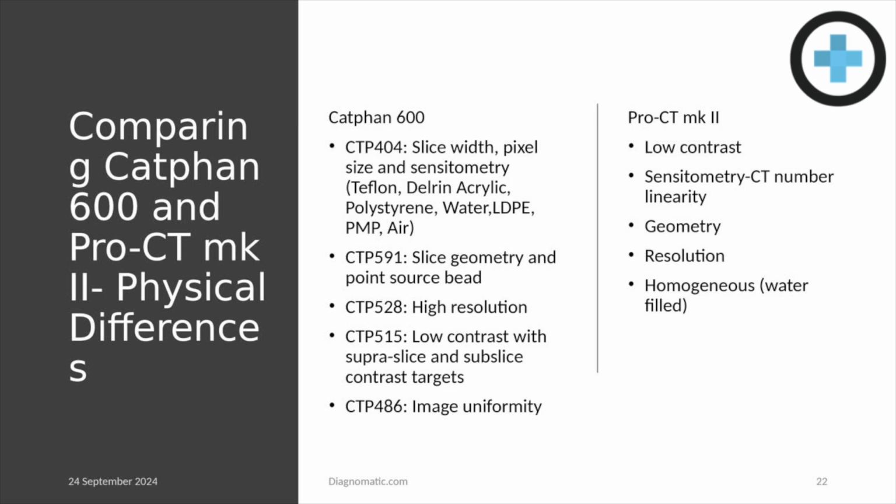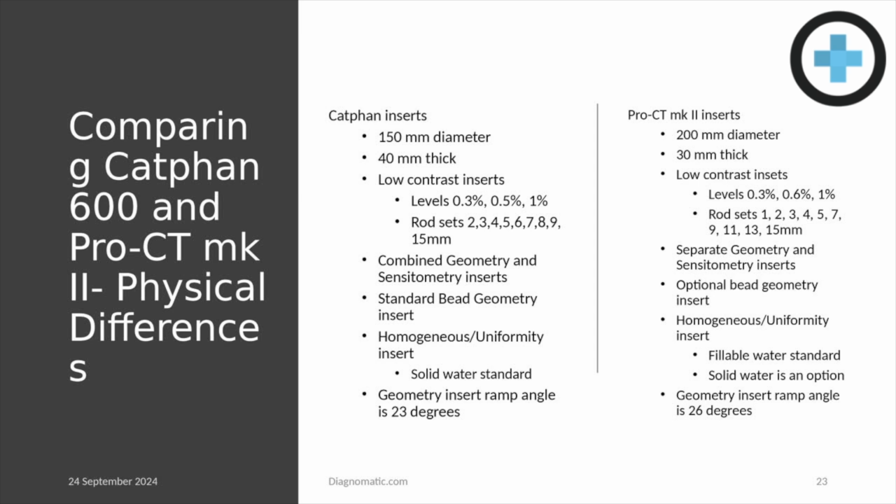So just comparing the physical differences, just to point this out briefly, both of these have the 5 different inserts, although they're just a little bit different between the pair of them. So digging in a little bit more if you want, as far as the detail, CatFan obviously is a little bit smaller in diameter. Low contrast insert levels are roughly the same, except for the one that's a very small difference. Rod sets are roughly the same. While the CatFan has a combined geometry and sensitometry insert, the ones we build, we have 2 separate ones. They have a standard geometry insert, so it's a little bit different. We do have one, it's just an optional insert.